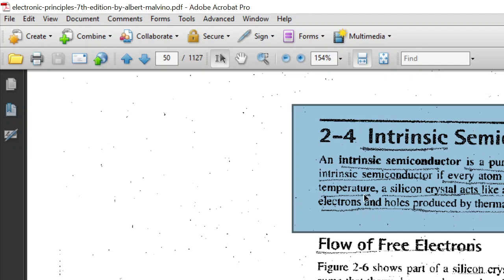So at room temperature, how will it behave? There are certainly some number of free electrons and holes. However, this number is not very large. In a conductor, the number of free electrons is multiple fold times than the number of free electrons and holes in a semiconductor. That's what gives it the conductivity, right? So a pure semiconductor at room temperature behaves almost like an insulator.